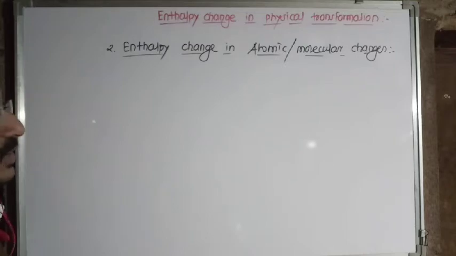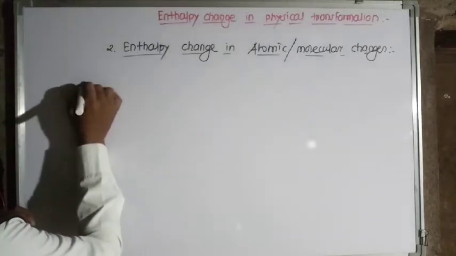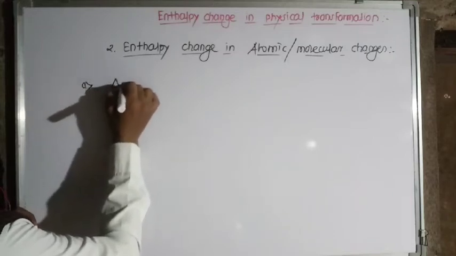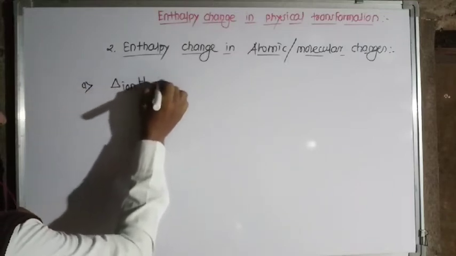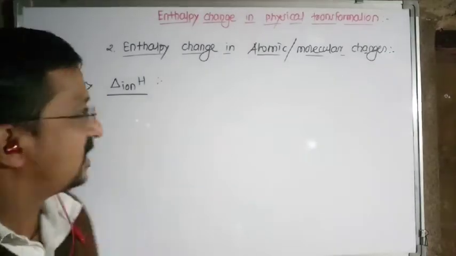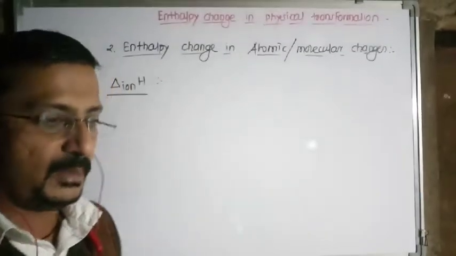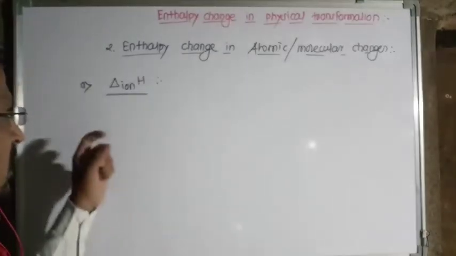In this case, we are going to discuss the first point, that is the enthalpy of ionization, delta ion H. Enthalpy of ionization in the sense, in this case we are going to deal only with either atoms or molecules. Now see, enthalpy of ionization is concerned.